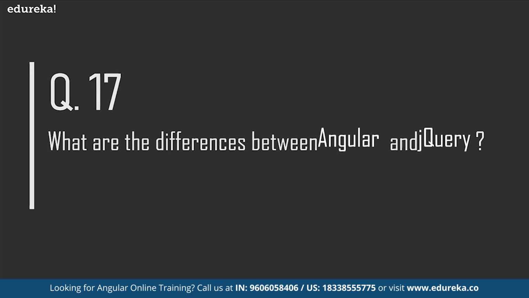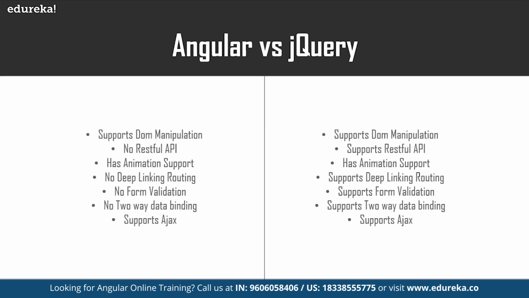So these are the differences between jQuery and Angular. jQuery supports DOM manipulation, which is similar to Angular. jQuery has no RESTful API, while Angular supports RESTful API. jQuery has animation support, while Angular has animation support too. jQuery has no deep linking routing, while Angular has support for deep linking routing. jQuery has no form validation, while Angular supports all sorts of form validation. jQuery has no two-way data binding. Angular supports two-way data binding. jQuery supports AJAX, while Angular also supports AJAX. These are a few similarities and dissimilarities between jQuery and Angular that you can pitch in your Angular interview.